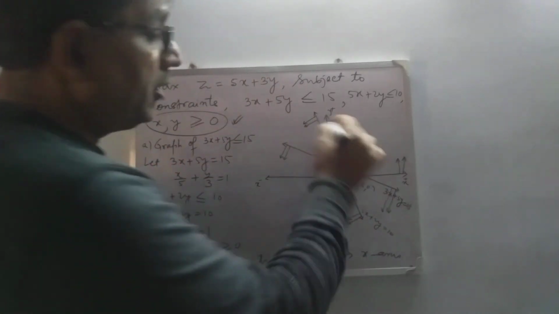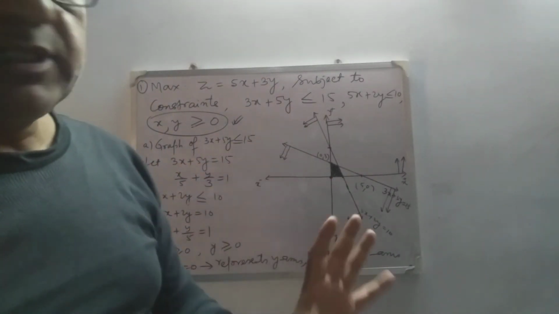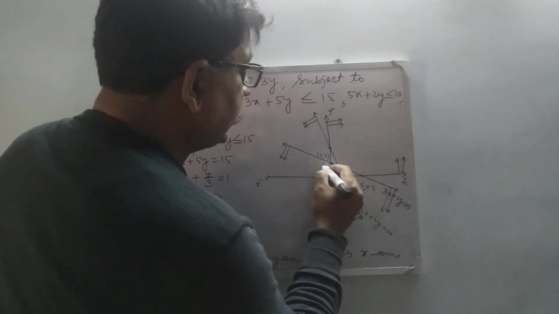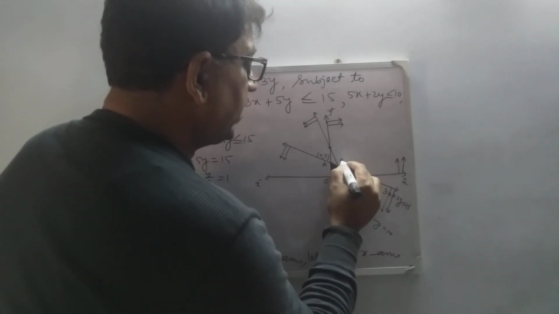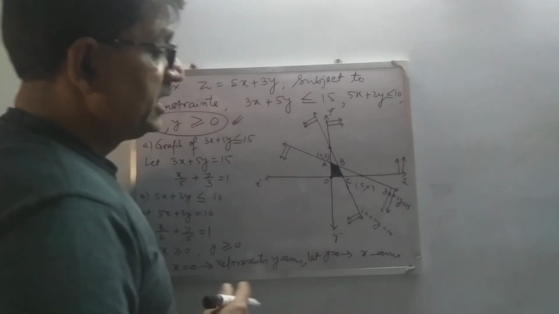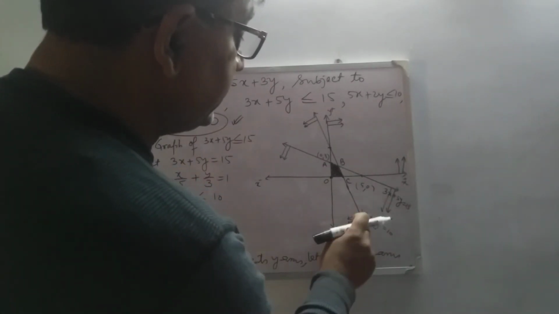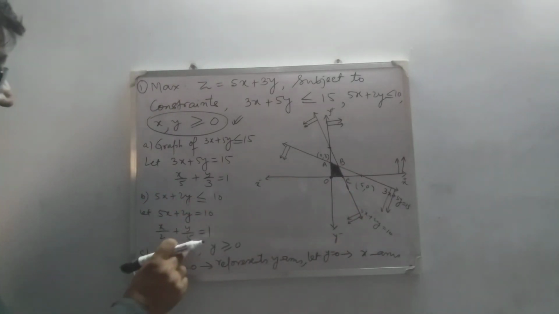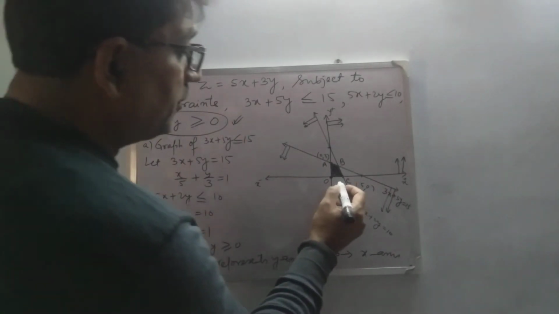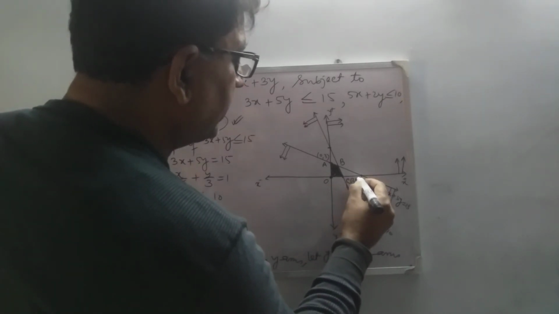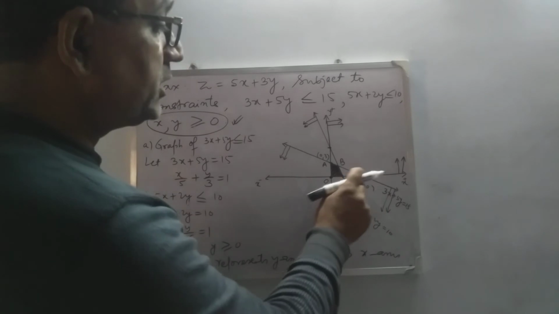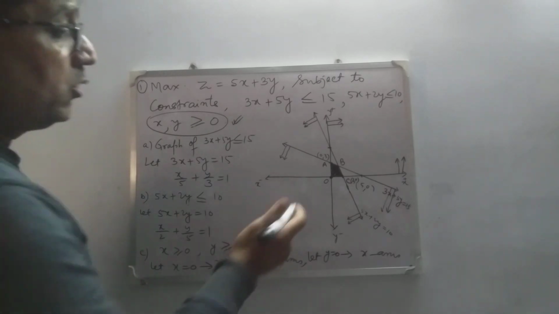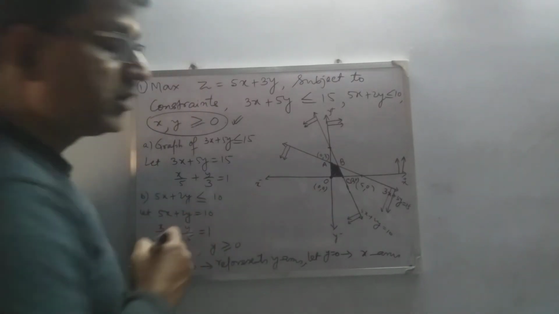After finding the common solution region, you try to find the corner points. Here, this one is origin O, this one is point A, say (0, 3), this one is point B, and this one is point C. C is the x-intercept of the second line, so it has coordinates (2, 0). This one is (5, 0); remember it, don't confuse with the figure. C has coordinates (2, 0), A has coordinates (0, 3), and origin O has coordinates (0, 0).